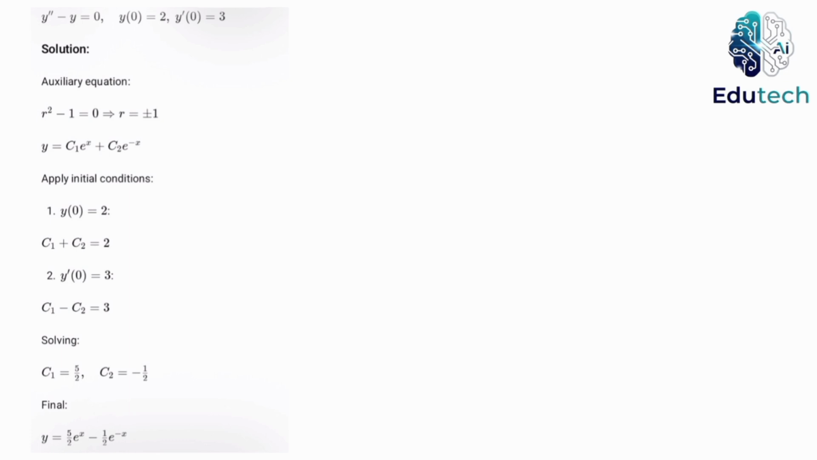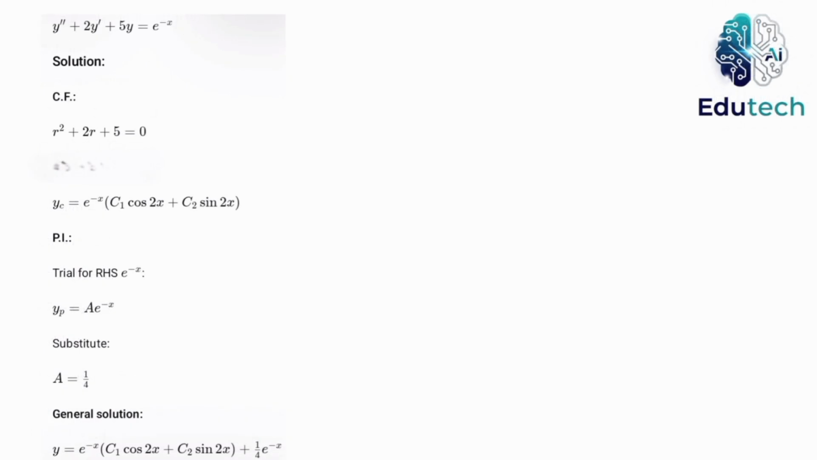We can apply the initial conditions. y(0) = 2, therefore c1 + c2 = 2. y'(0) = 3, therefore c1 - c2 = 3. Therefore, c1 = 5/2 and c2 = -1/2. So y = (5/2) e^x - (1/2) e^(-x). So we can move on to the next question.